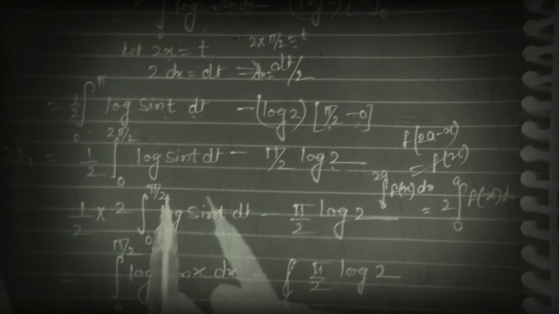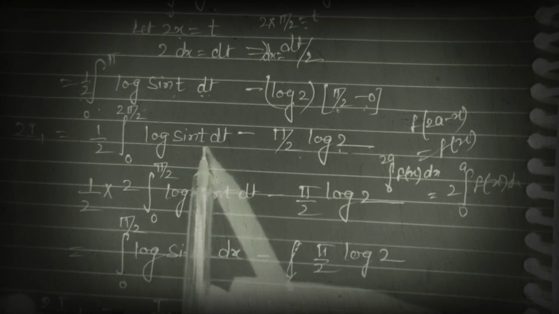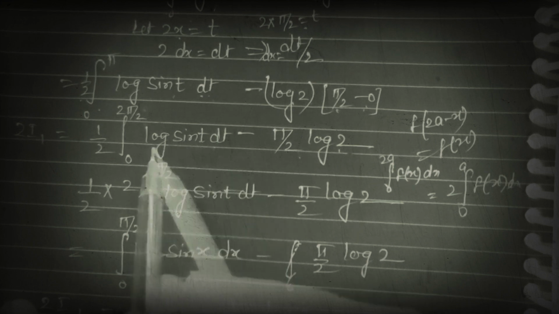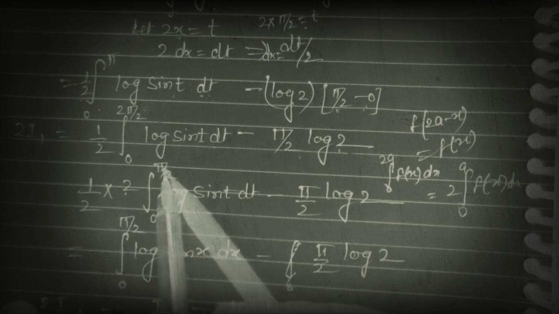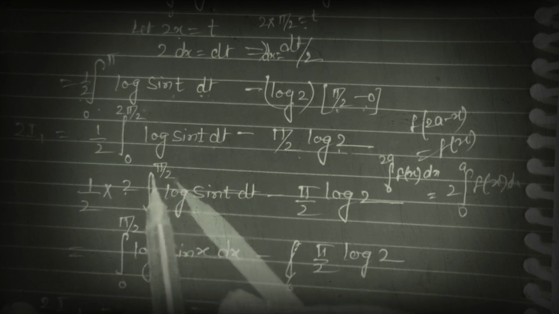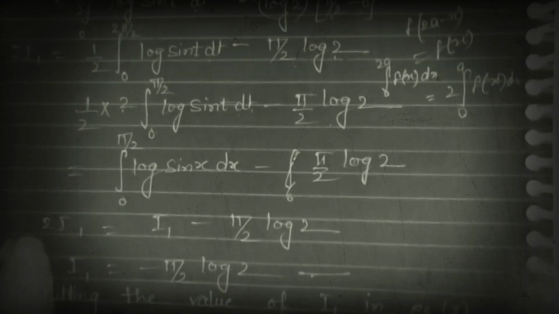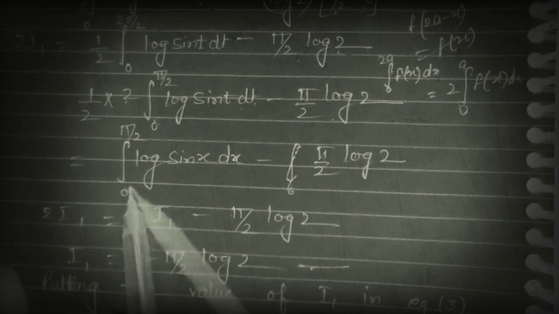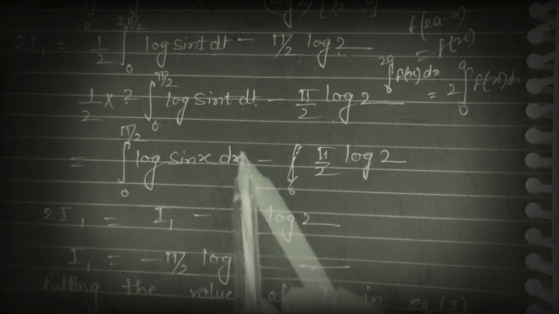So same here, we will use the same property. If we put in place of t, 2 into π/2 minus t, it will be the same log sin t. Then we can write 2 in front, limit is 0 to π/2, that is 0 to a, log sin t. This part is as it is. 2 cancels with 2, so log sin x dx, limit 0 to π/2, minus π/2 log 2. So this is same as I1.